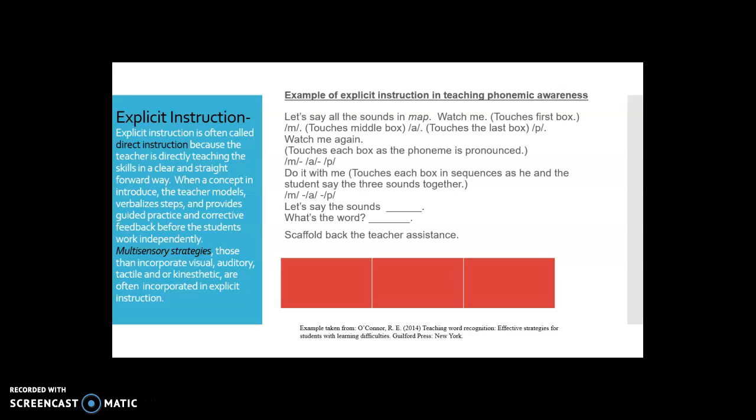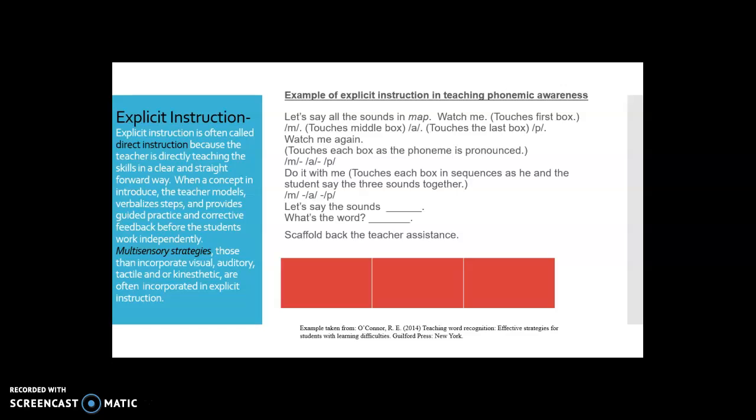Let's first tackle explicit instruction. Explicit instruction is often called direct instruction because the teacher is directly teaching the skills in a straightforward way. When a concept is introduced, the teacher models, verbalizes steps, and provides guided practice and corrective feedback before the students work independently. Multisensory strategies, those that incorporate visual, auditory, and tactile and/or kinesthetic, are often incorporated in explicit instruction.